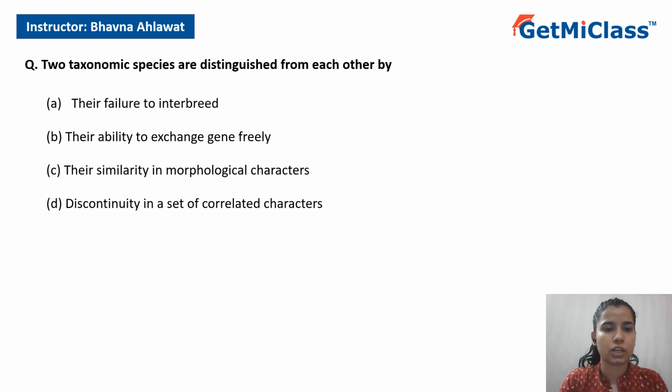Let's just take a look at our question. The question says two taxonomic species are distinguished from each other by what? So we have to understand what these species are, what the characteristics of a species are.